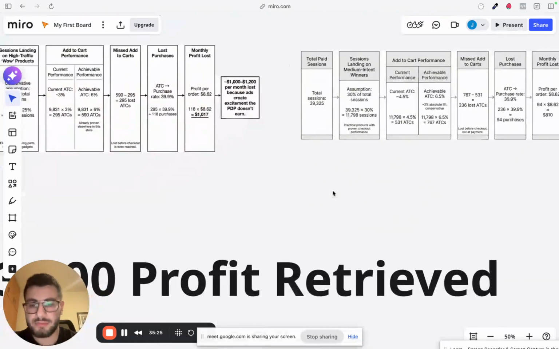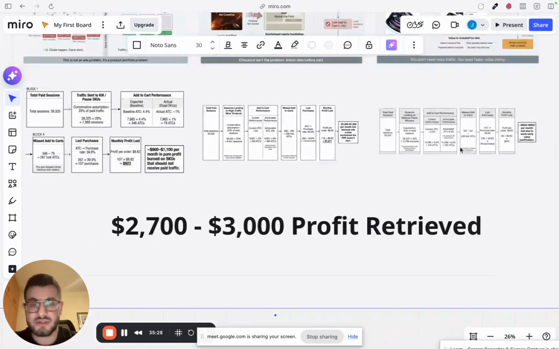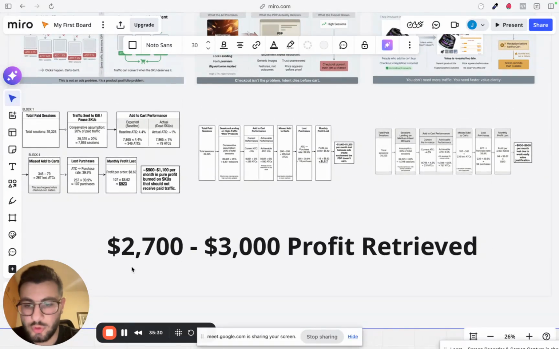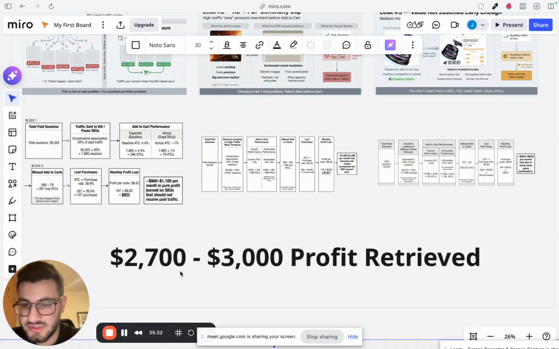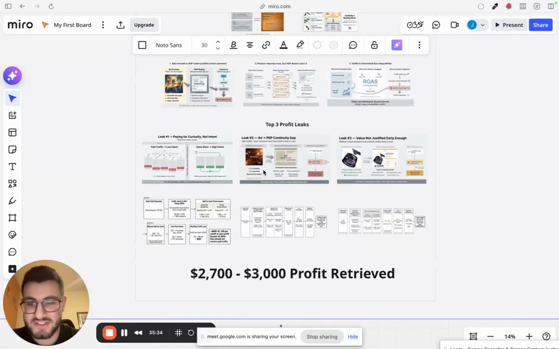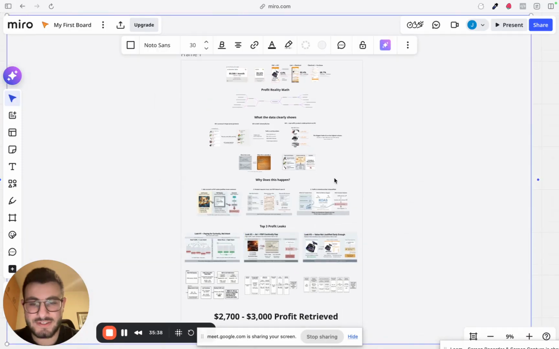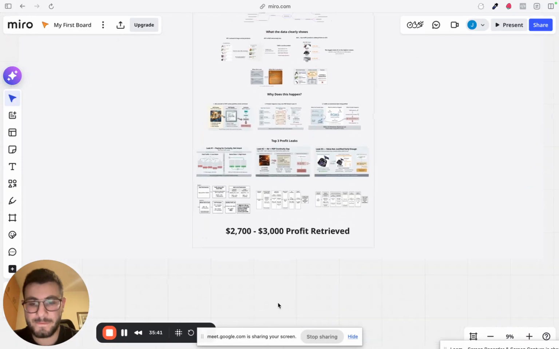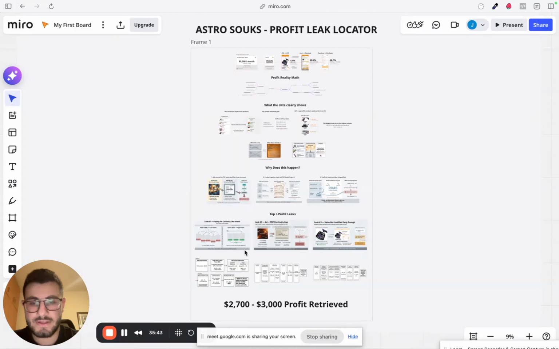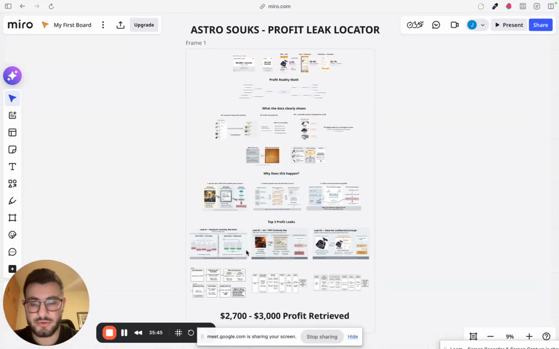So if we add up these three, after fixing those, we get 2.7 to 3K profits retrieved. Does it make sense? This is monthly, by the way. So this is 2.7 to 3K monthly profits. What do you think, Karim?